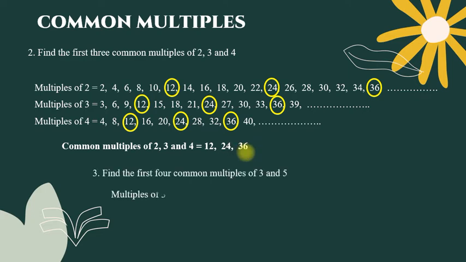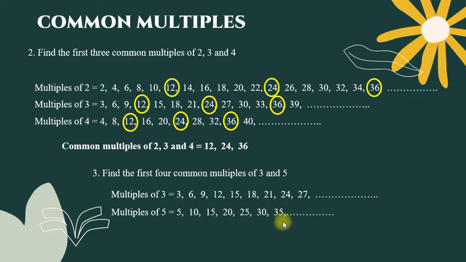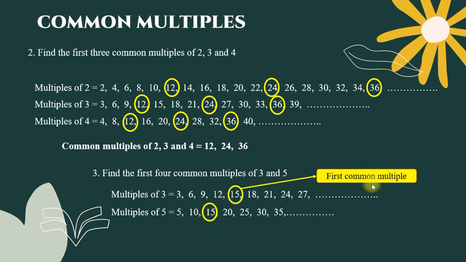But if given like this: find the first 4 common multiples of 3 and 5. Same, the first step, you list the multiples of 3. Then you list the multiples of 5. Then you find the same number. Is it 3? No. 6? No. 9? No. 10? No. 15. So you get 15. This is the first common multiple. If you want to find 4 common multiples by listing all the numbers, you have to list until very long. So how to simplify this?